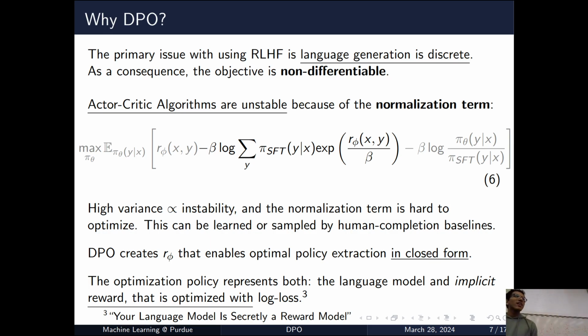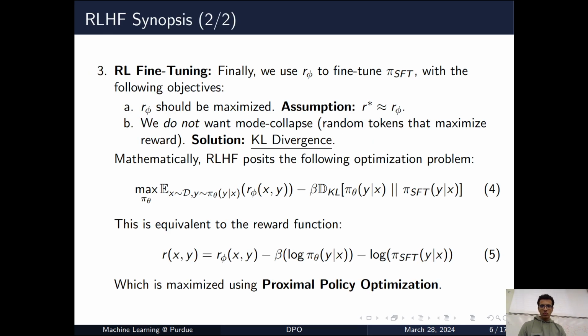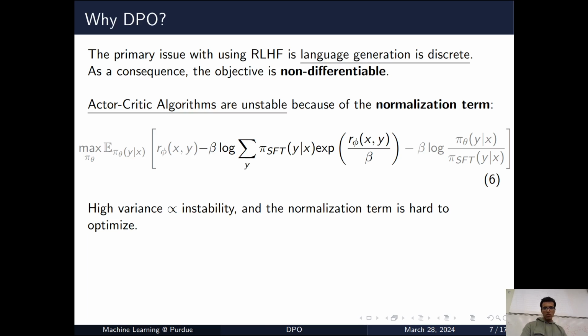How do you get from the previous equation into this? The previous one is the KL divergence one, the expectation of the reward minus the KL divergence, and then how do you go from that to the actor critic version of it? This is just the normalization term. The actual expectation is exactly the same. Is it the same equation? Yeah.